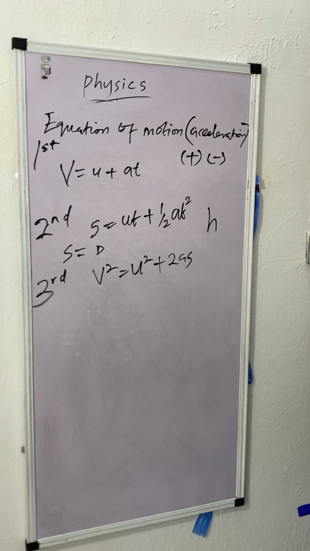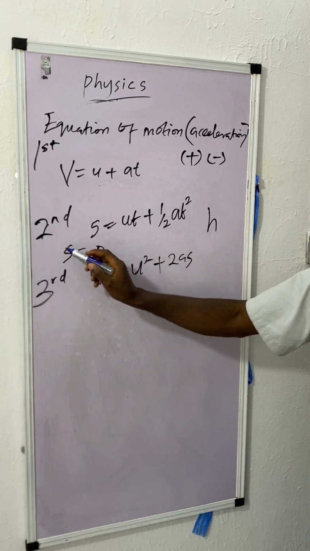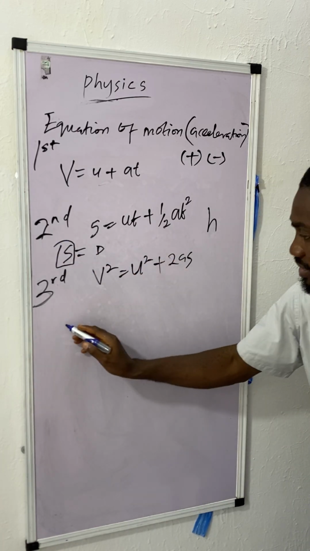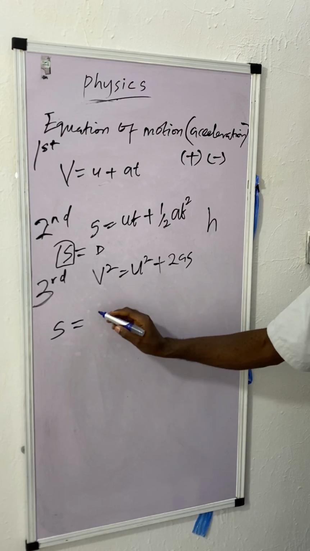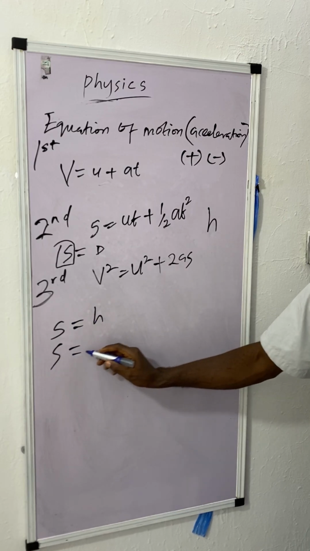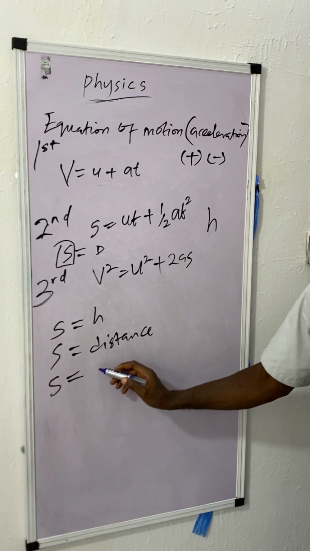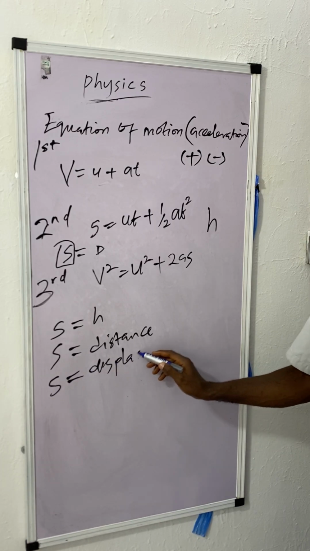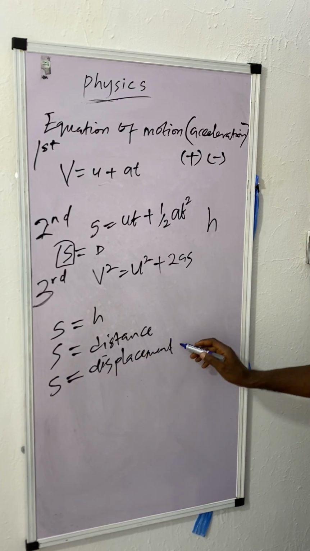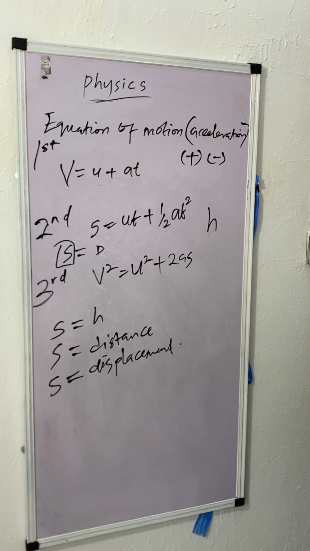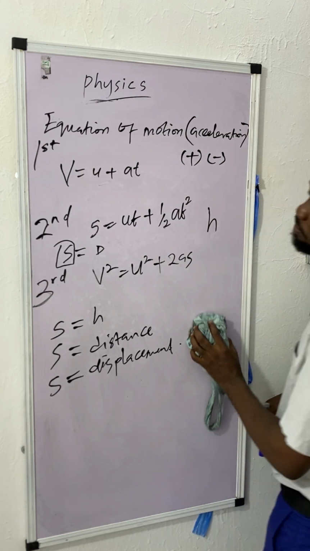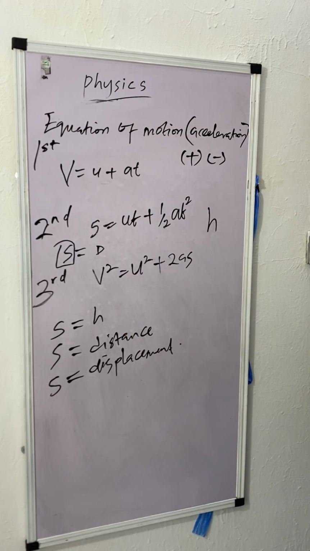So let's quickly brush into acceleration due to gravity. This one that is distance, let me write it out. S is equal to height. S is equal to distance. S can also be referred to as displacement too. So take note of that. Okay, so let's quickly brush through acceleration due to gravity.